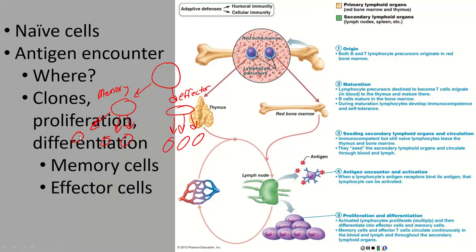Now, memory cells, they go hide. They don't do anything at all during this fight. But let's say next year, that same pathogen shows up again. Well, these memory cells are going to recognize it because now we have memory. And these cells immediately convert to effector cells. And they start fighting right away in a matter of a few hours to a couple of days at most. And you do not get sick that second time, or third time, or fourth time.